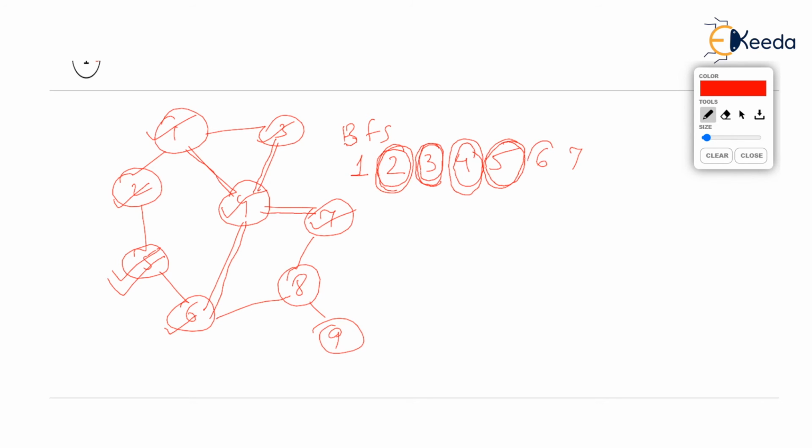So we take the next vertex, that is 6, isn't it? Okay, who are the neighbors of 6? 4, 5, and 8. Among that, 4 and 5 are done. So you will print 8 and you will mark 8 as visited. Now the next vertex in the list is 7. So you process 7. But you can easily see all the neighbors of 7 are done. So next vertex is 8. So you will process 8.